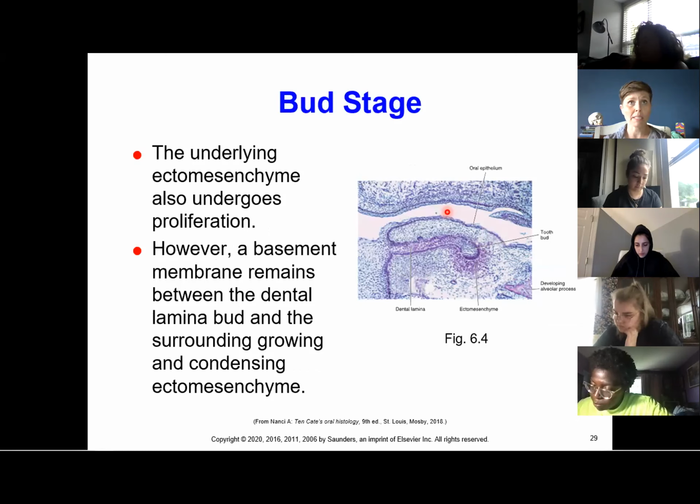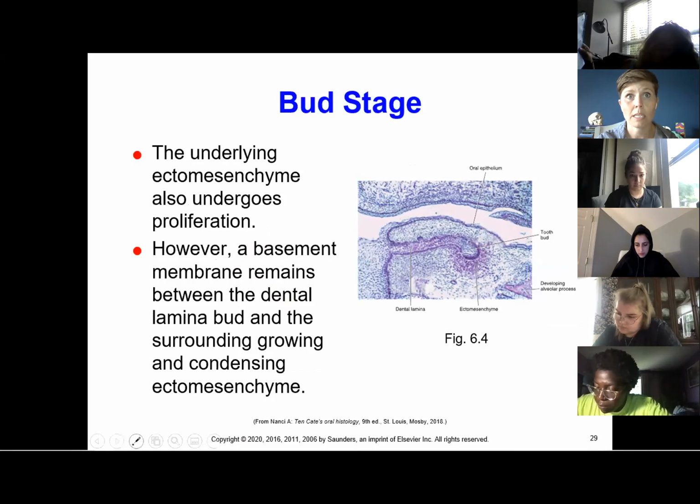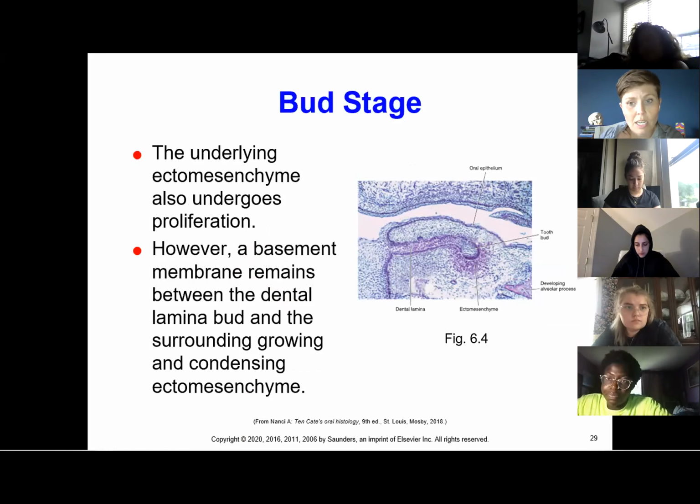Underlying the mesenchyme also undergoes proliferation, the ectomesenchyme, and the basement membrane remains between the dental lamina bud and the growing, condensing ectomesenchyme.